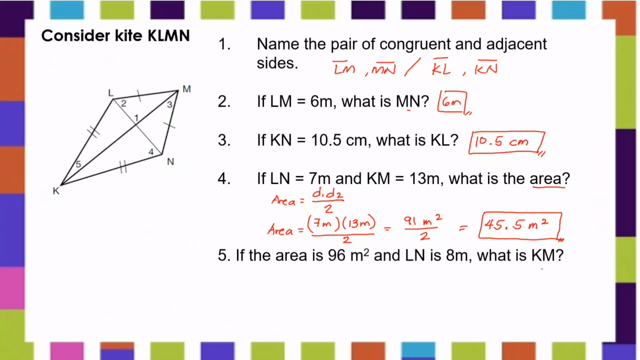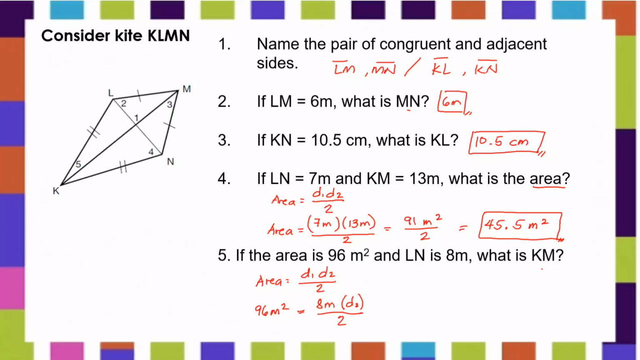ang hinahanap natin ay yung measure ng isa pang diagonal. Okay, so pwede pa rin natin gamitin yung formula na to. So, we have the area is equal to diagonal 1 times diagonal 2 divided by 2. So, ano yung given area natin? We have 96 square meters. At yung isang diagonal natin ay 8 meters. Hahanapin natin yung measure nung isa pang diagonal.